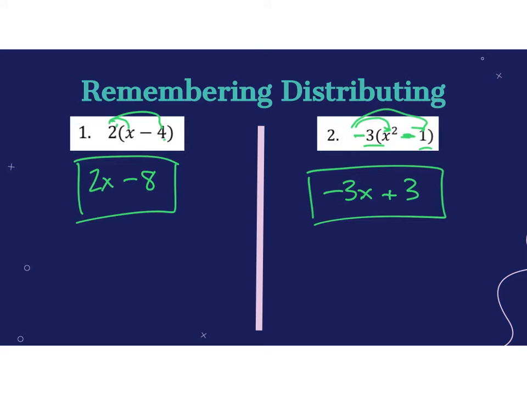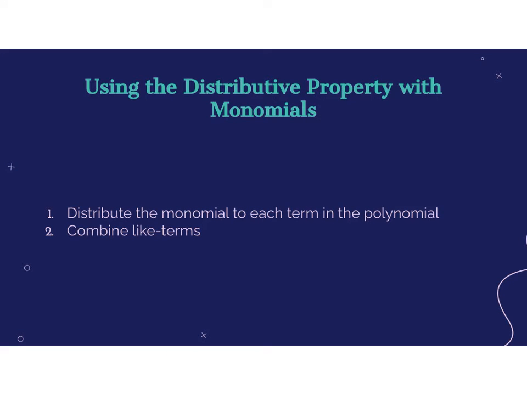So when we are using the distributive property with monomials, we want to distribute the monomial on the outside of the parentheses, the thing that's out here, to each term inside the parentheses. We're going to then make sure that we combine our like terms if we have any and simplify our expression.